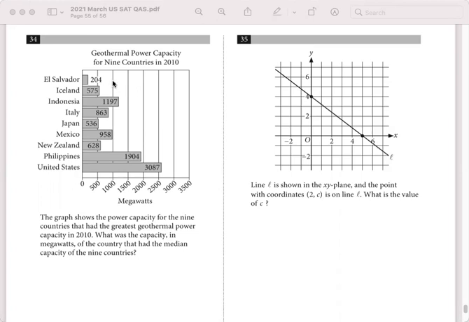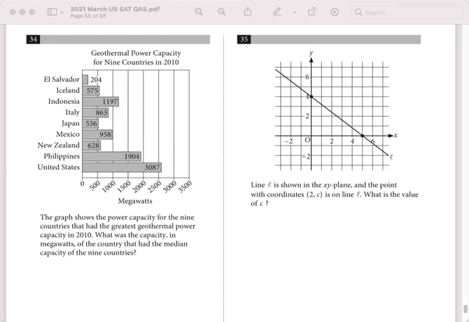The lowest is El Salvador, 1. The next is Japan. The third is Iceland. Fourth is New Zealand, and Italy is 5, right? If I find the sixth one, it's going to be Mexico. Seventh is Indonesia. Yeah, so Italy is fifth. So my median is Italy, which is 863. Okay.